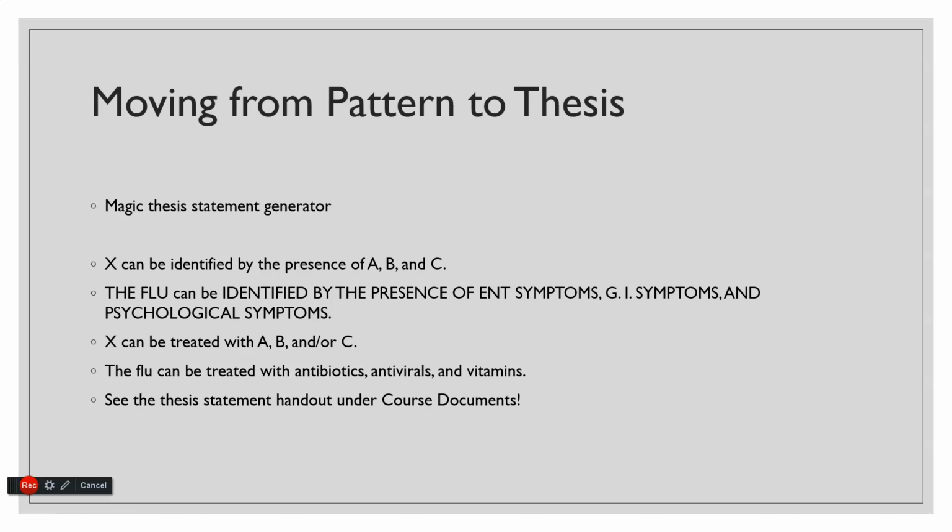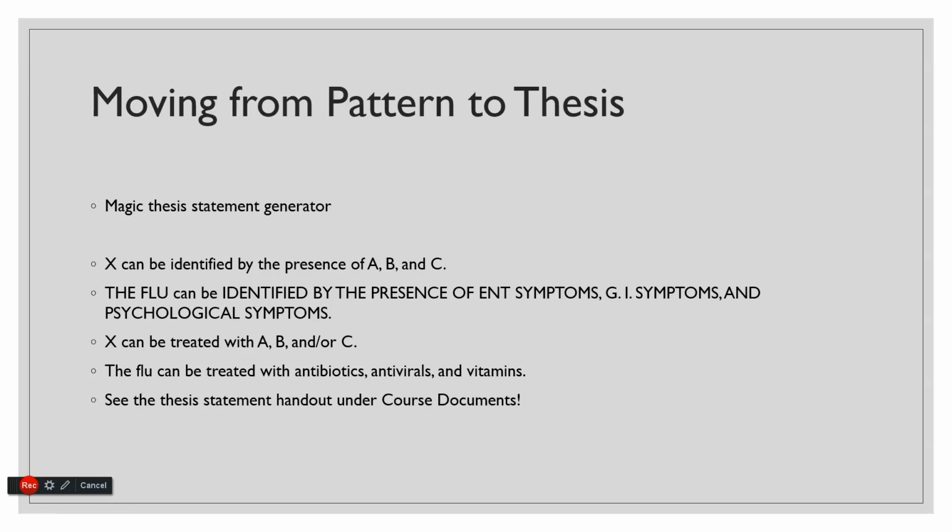X can be identified by the presence of A, B, and C. So if we were to go back to my example of the flu, I could say the flu, which is my X, can be identified by the presence of A, ENT symptoms, B, GI symptoms, and C, psychological symptoms. Boom, I have a thesis statement. I've identified my topic. I've identified why my topic is significant, that it can be identified by the presence of certain things. And then I've identified my variables. I like to call them variables, but my groupings, my patterns that I've found in the information.